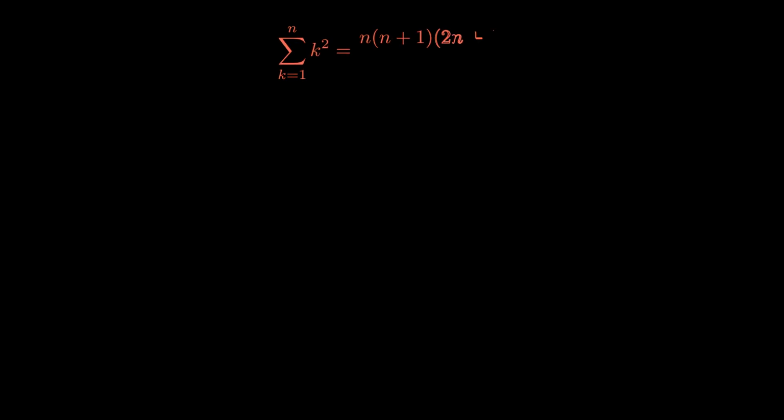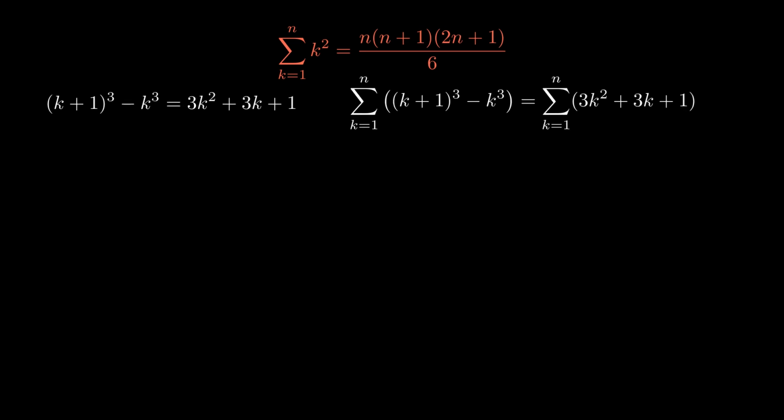In this video, we'll derive a beautiful formula for the sum of the squares of the first n natural numbers. We begin with this clever algebraic identity. The cube of k plus 1 minus the cube of k equals 3k squared plus 3k plus 1. Now, let's take the sum of both sides of this identity from k equals 1 to n.